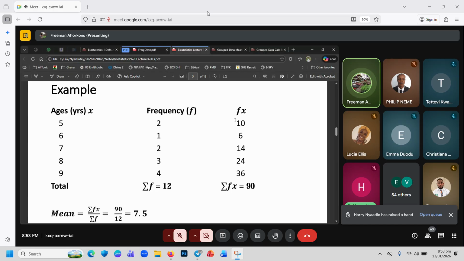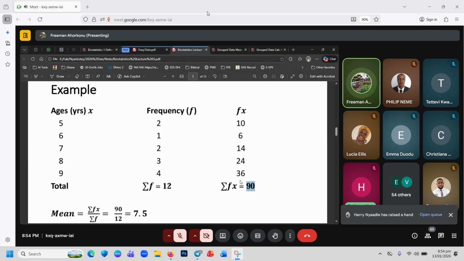So since we are adding, for 5 separate, we have 10. For 6 separate, we have 6. For 7 separate, we have 14. For 8 separate, we have 24. For 9 separate, we have 36. So now we have to add all of them again. When you add 10, 6, 14, 24, and 36, you are going to get 90.